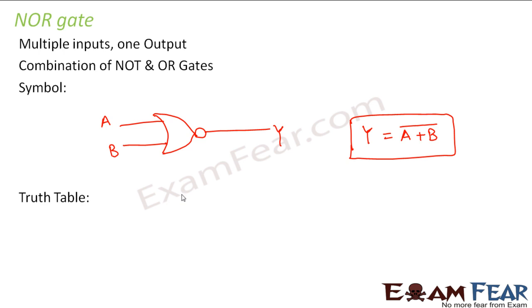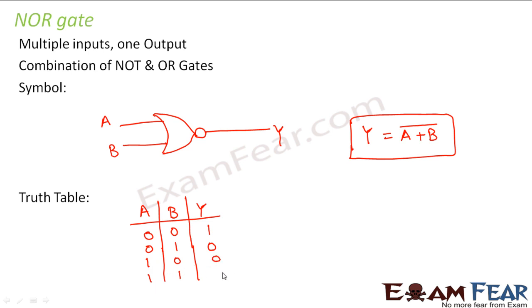So how would the truth table look like? Let us say this is A, this is B, and this is Y. It would be something like this: 0, 0, 0, 1, 1, 0, 1, 1. So 0 plus 0 is 0, but when inverted it becomes 1. 0 plus 1 is 1, but when inverted it becomes 0. 1 plus 0 is 1, when inverted becomes 0. 1 plus 1 is again 1, when inverted again becomes 0.